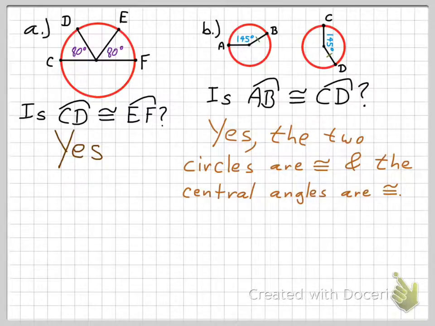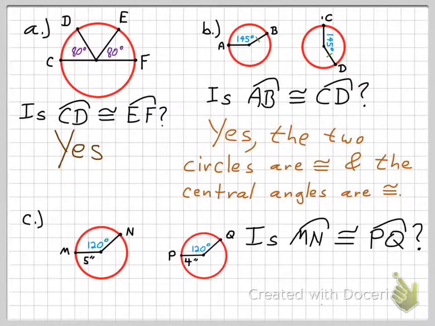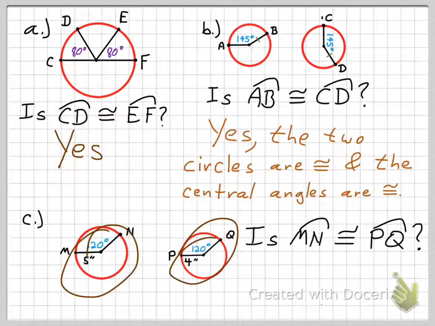Okay? So, last problem here. Is arc MN congruent to arc PQ? Well, again, you have a central angle of 120 degrees, central angle of 120 degrees. So both of these arc measures then equal 120 degrees. So far so good. We are on the road to saying that they are congruent arcs. But remember, we have the and portion. They have to be of the same circle. Obviously, these are two different circles. They're not the same circle.